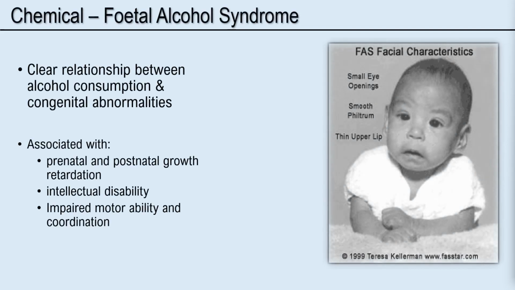Another chemical teratogen is alcohol. In-depth research into the teratogenic effects of alcohol has been conducted over the years, and it has been determined that there is a clear relationship between the volume of alcohol consumed and the severity of the defects produced. We see individuals affected by fetal alcohol syndrome sharing stereotypical craniofacial features, such as small eye openings, a smooth philtrum and a thin upper lip. We can also see they are often smaller and shorter than the average population and experience intellectual disabilities along with motor and coordination impairments.